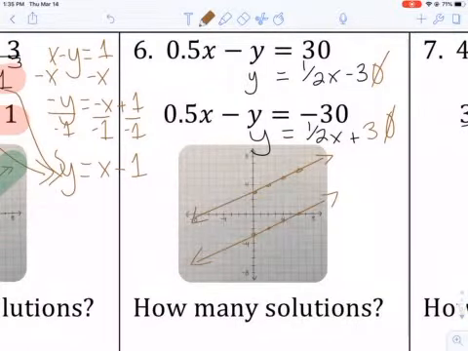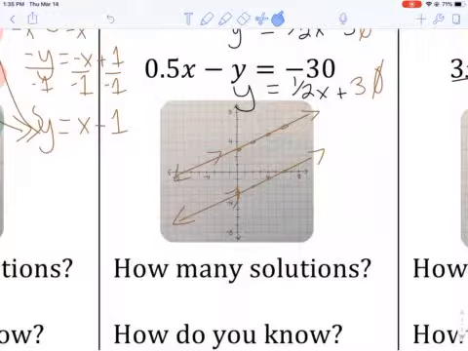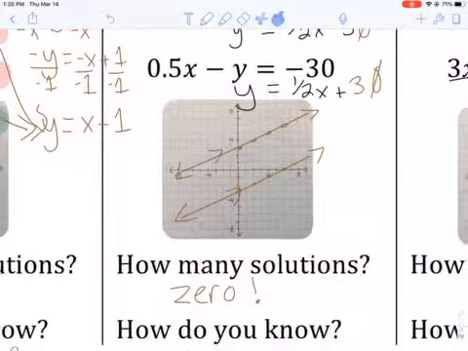You might notice something about your lines here. They are parallel. Guess what? Do parallel lines ever meet? No, they don't. Parallel lines never meet, which means there's not going to be a point where they cross. Which means if there's not a point they cross, they don't have any points in common. Which means there are no x's and y's they have in common. So how many solutions does this have? 0.